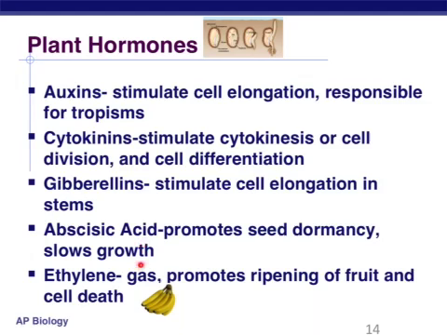Ethylene, which is actually a gas, promotes the ripening of fruit, and it also promotes cell death. So ethylene can be one of the reasons why your bananas turn brown and eventually start spoiling, or even why leaves fall off of trees.